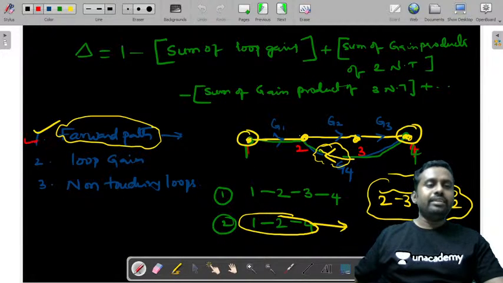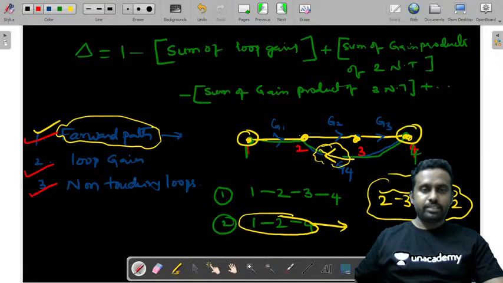So we have seen forward path and loop gain. Then we'll see non-touching loop examples.